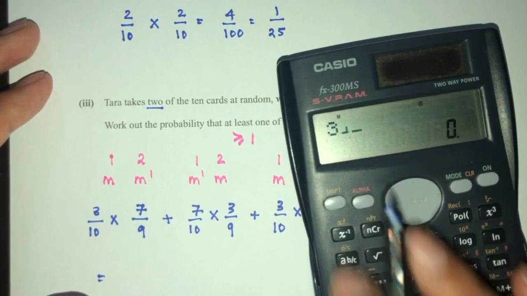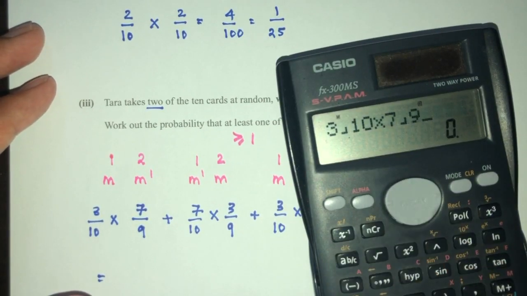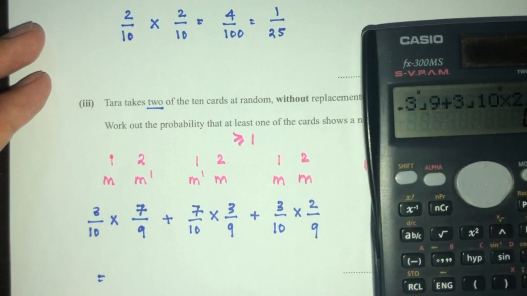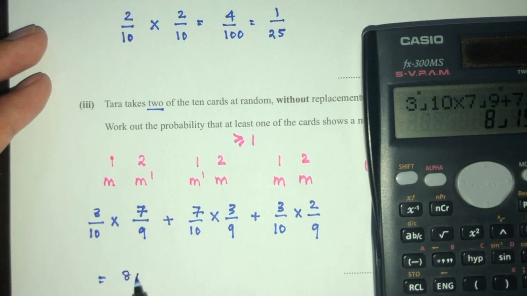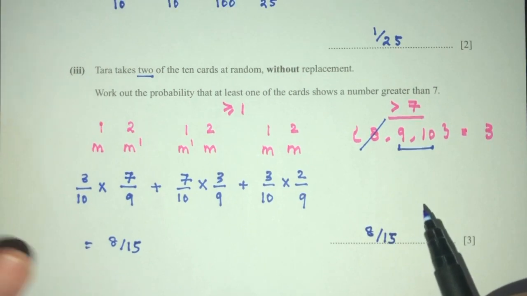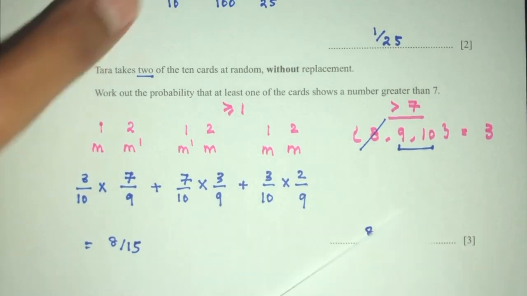So one by one, 3 over 10 times 7 over 9, plus 7 over 10 times 3 over 9, plus 3 over 10 times 2 over 9. That should be 8 over 15. So 8 over 15 will be your answer for question part 3, question number 4.